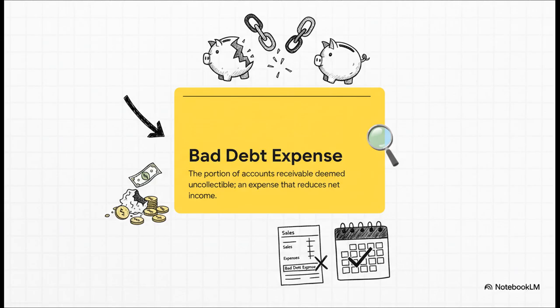So what happens when some of those promises are inevitably broken? We can't just pretend it didn't happen. We have to recognize that economic reality on our financial statements. And we do this with an account called bad debt expense. This is an operating expense. You'll usually find it under selling, general, and administrative expenses on the income statement.